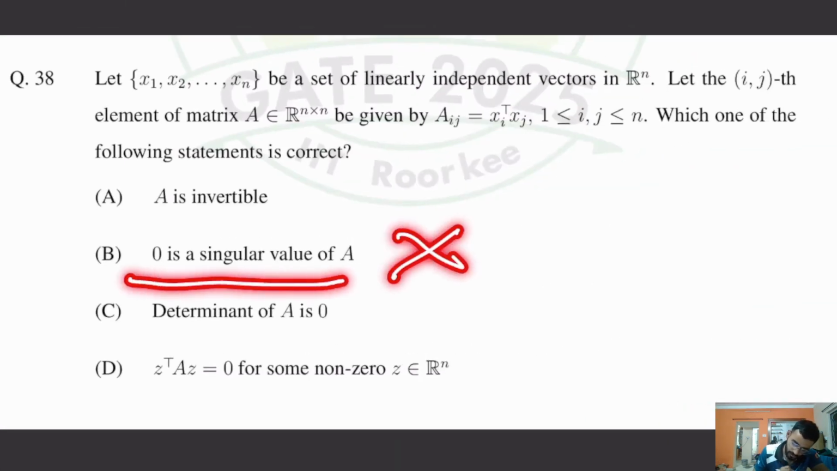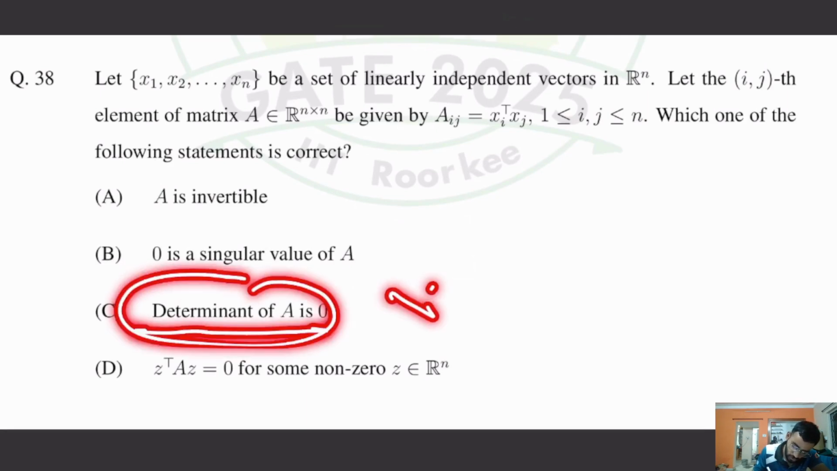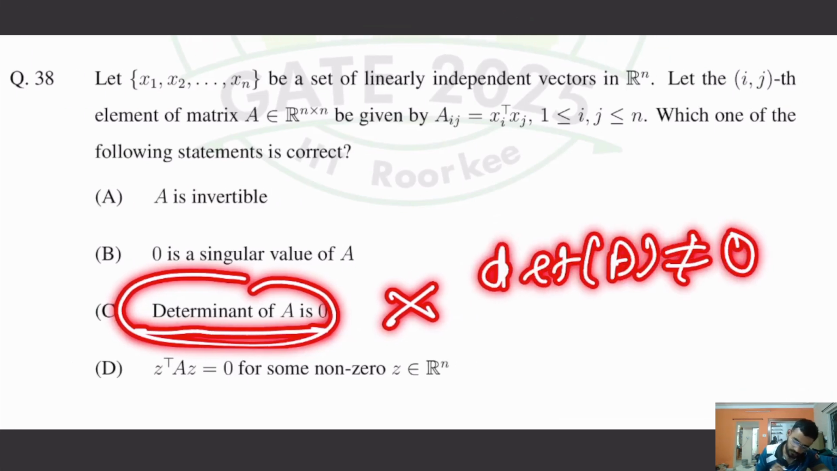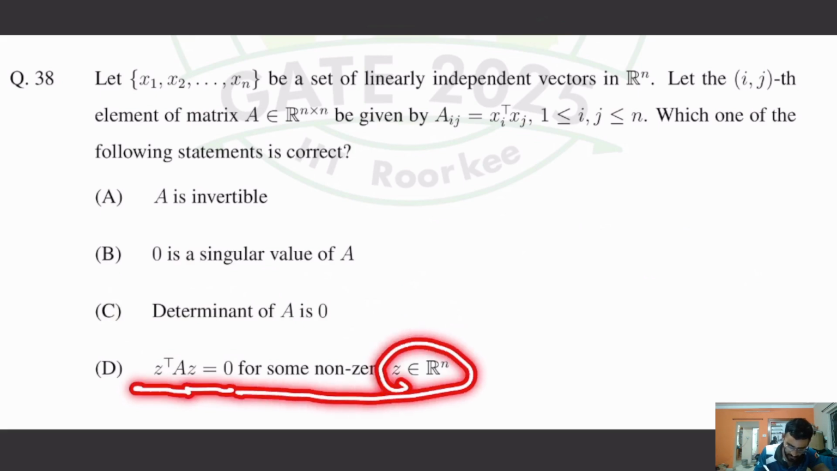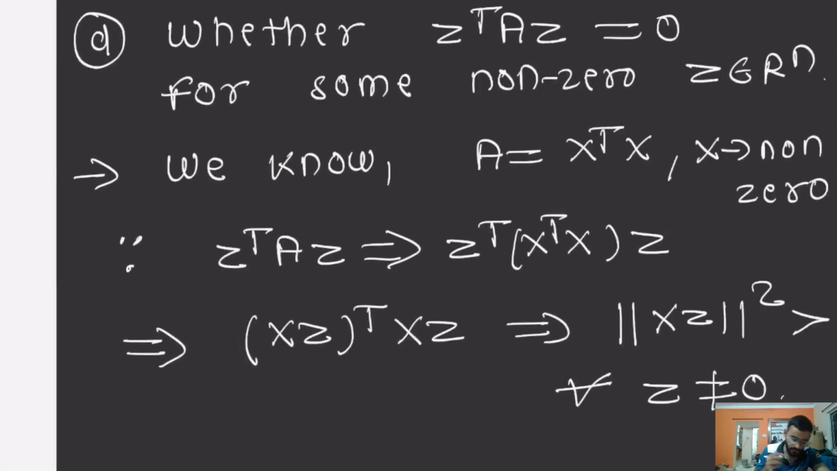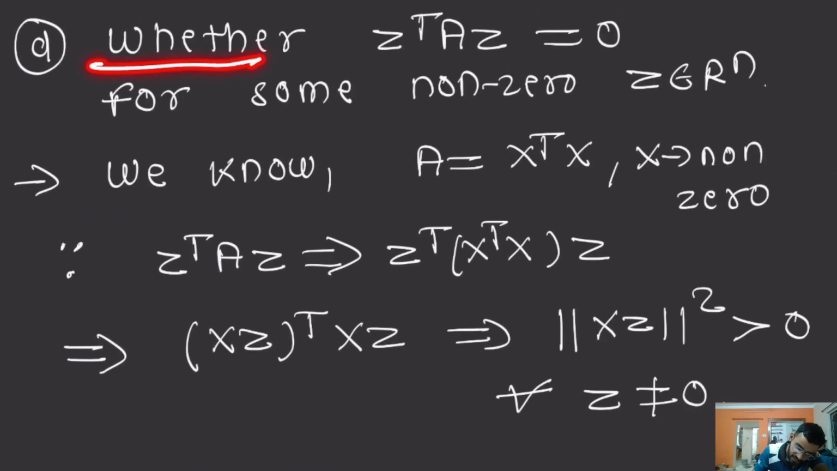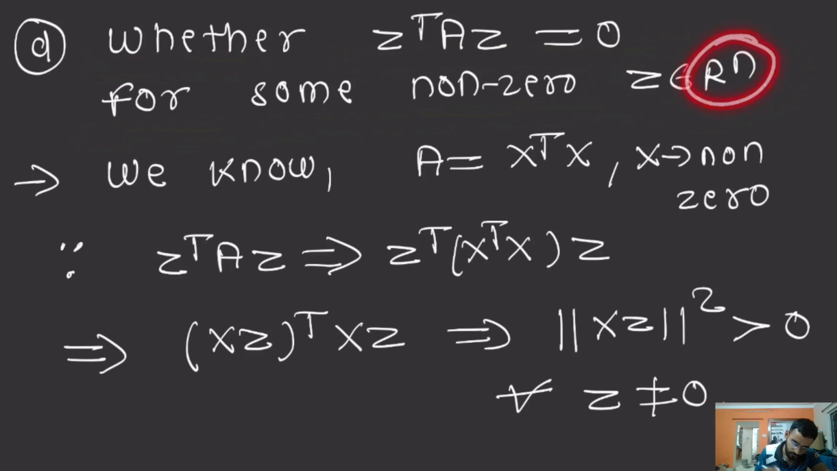The third one is determinant of A is 0. This is also wrong because we have seen that determinant of A is not equal to 0. The fourth one is Z transpose A Z is equal to 0 for some non-zero Z, which belongs to R n. So now we see whether this is true or not. We have to find whether Z transpose A Z is equal to 0 for some non-zero Z, where Z is an R n vector.